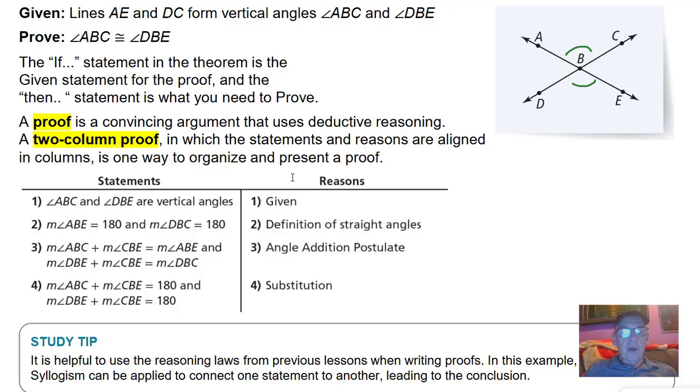Now, some geometries might have you make a note that angle ABE and angle DBC are vertical angles, and then from that, you can say that their measures are 180 degrees.